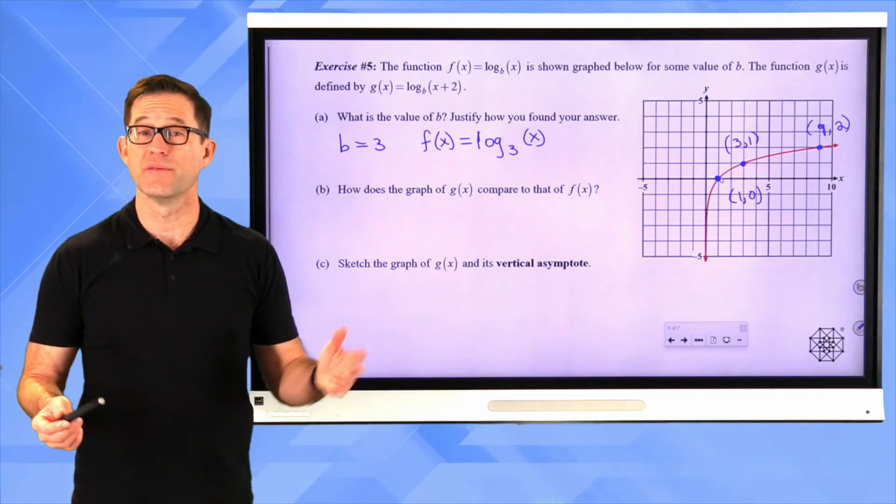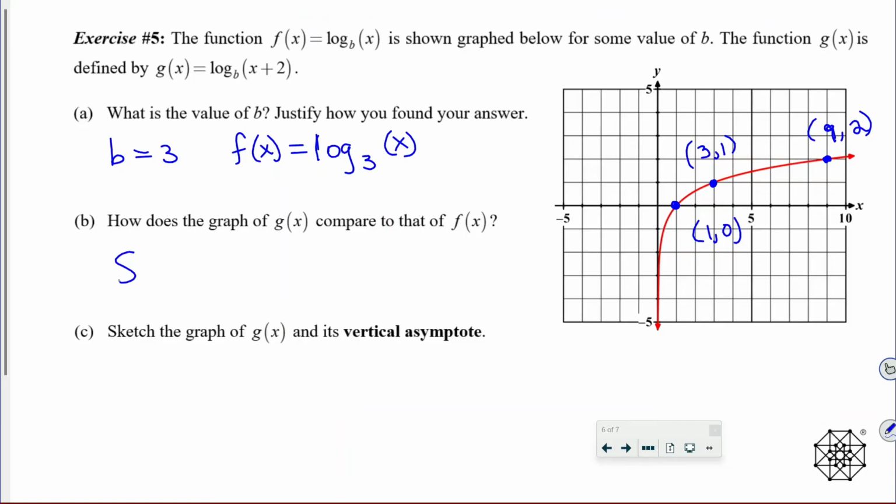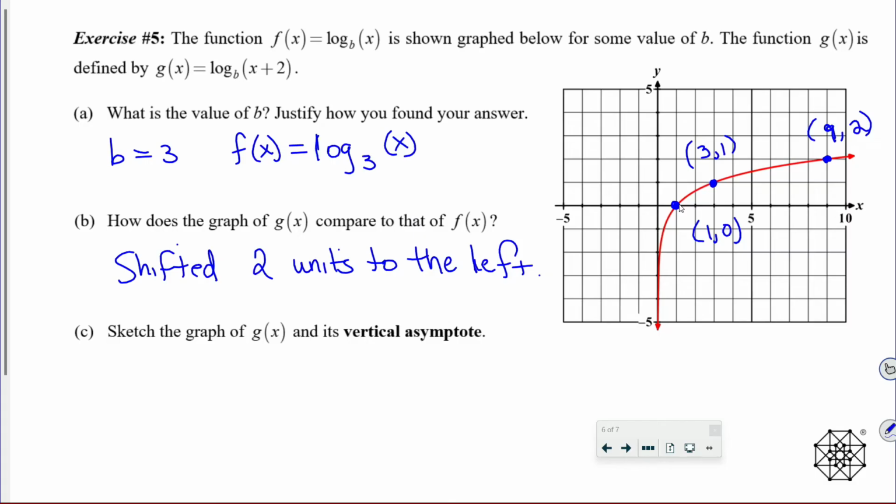All right, well, it's shifted 2 units to the left. Simple. No vertical shift, but shifted 2 units to the left. Awesome. Finally, letter C. Sketch the graph of g of x and its vertical asymptote.